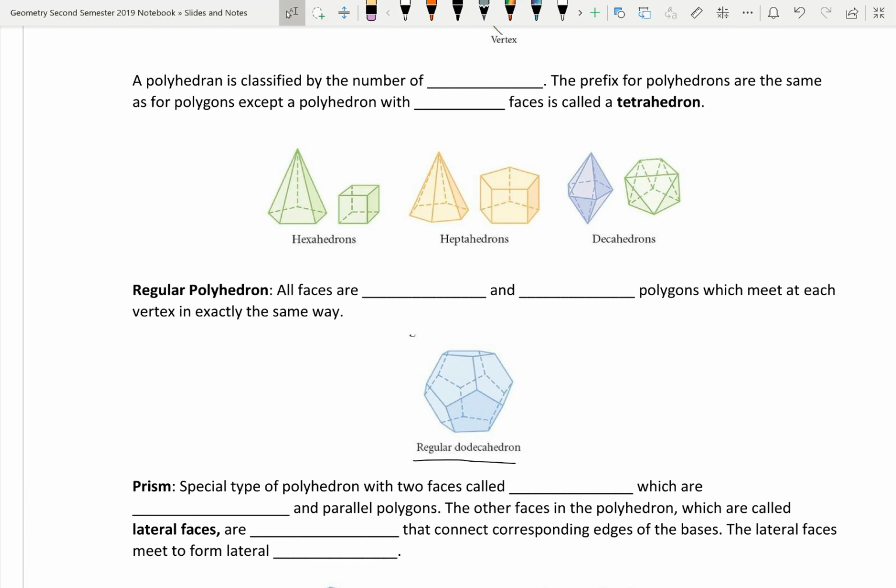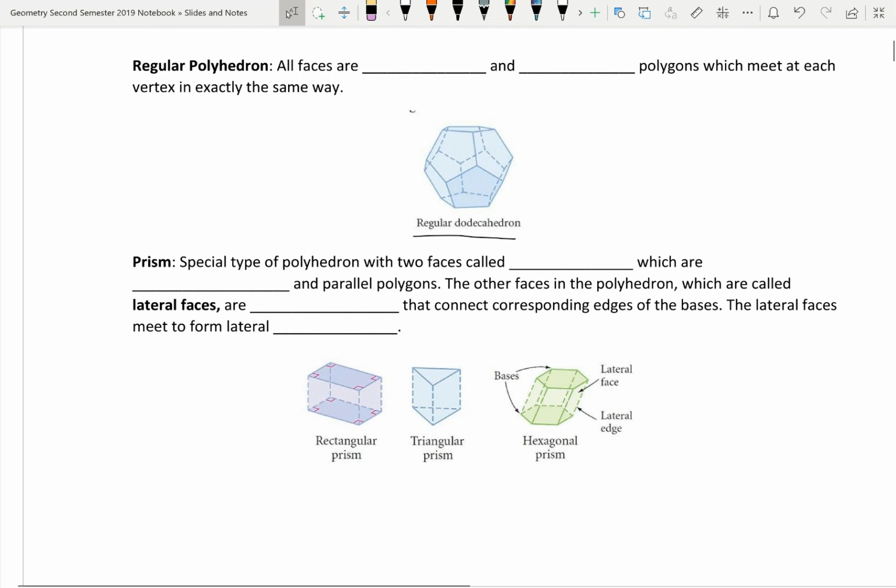A polyhedron is classified by the number of faces. The prefix for polyhedrons are the same as for polygons, except a polyhedron with 4 faces is called a tetrahedron. A regular polyhedron is defined where all faces are congruent, regular polygons, which meet at each vertex in exactly the same way.